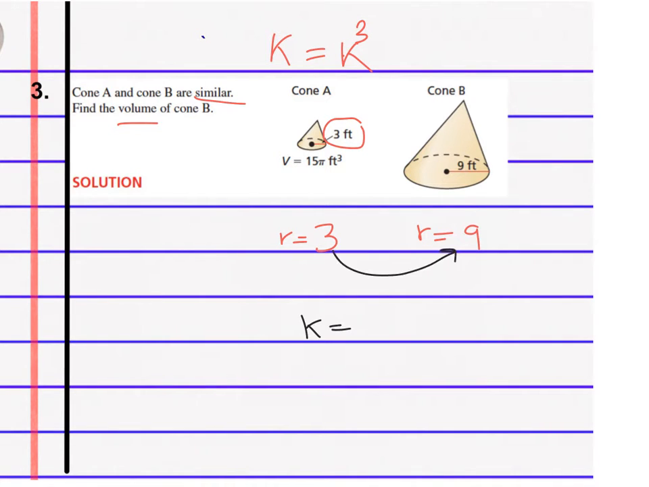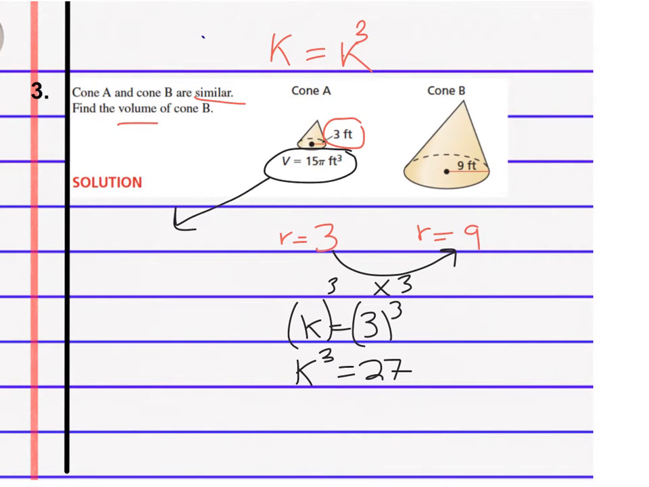What do I do? 3 times what gives me 9? 3. So my scale factor is 3. For volume, I need to take my scale factor and cube it. So K to the third, K cubed is 27. 3 times 3 times 3. So I need to take the volume of cone A, 15 pi, and I need to multiply that by 27 because the volume of cone B will be 27 times bigger, and that gives me 405 pi feet cubed.